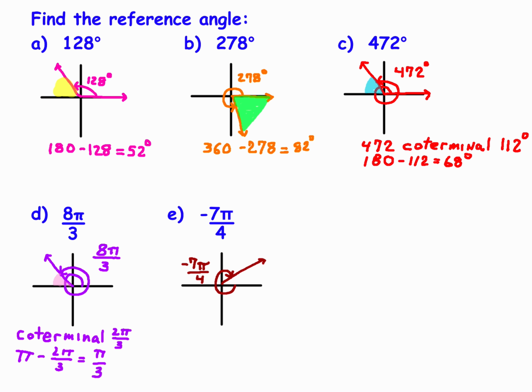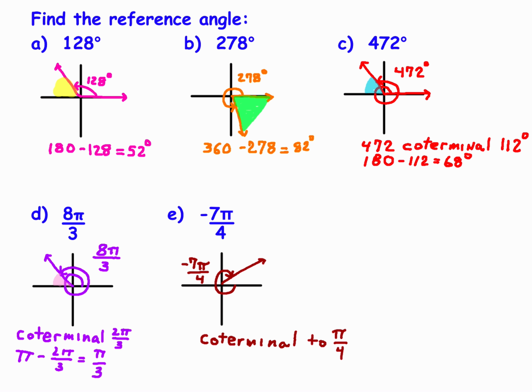Looking at D, here we have 8 pi over 3. 8 pi over 3 is coterminal to 2 pi over 3. If you go all the way around, that's 2 pi. If you subtract 2 pi from 8 pi over 3, 2 pi is 6 pi over 3, and 8 pi over 3 minus 6 pi over 3 is 2 pi over 3. So I want an angle coterminal to 2 pi over 3. That's the angle that's going to get me to pi, and that's pi over 3.